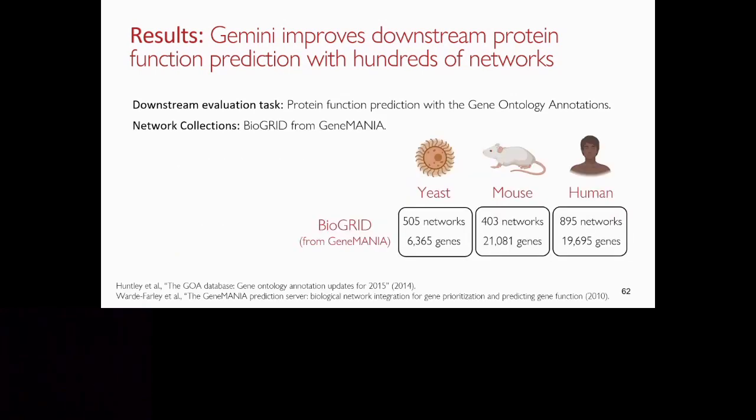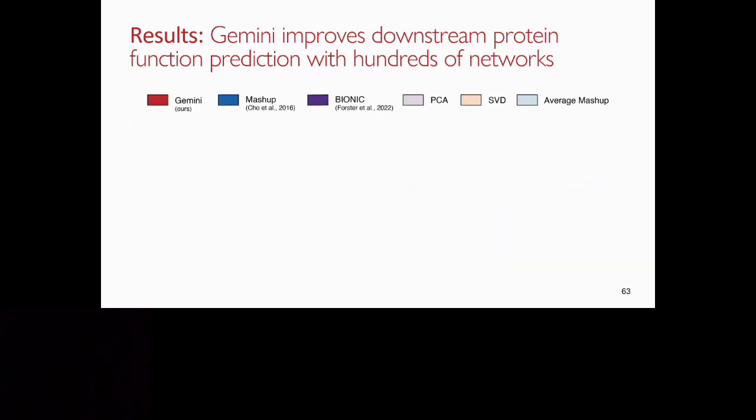For this experiment, we use the BioGRID networks produced by GeneMANIA. So as a reminder, this is going to have hundreds of networks for every species. And to benchmark Gemini, we compare with Mashup, which is the method I talked about earlier, as well as BIONIC, which is a recent graph convolutional network. And then finally, we look at the PCA, SVD, and Mashup embeddings if we run just over the average of all of the adjacency matrices in the input collection.